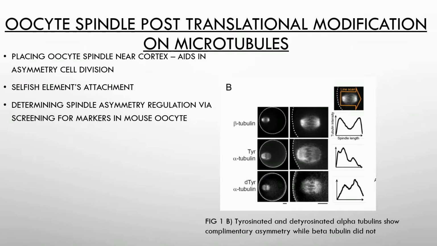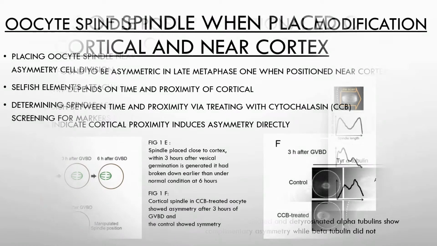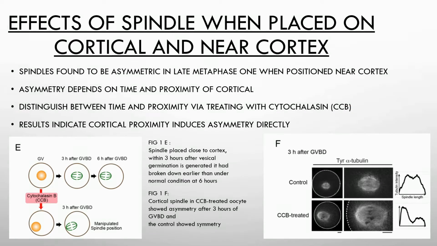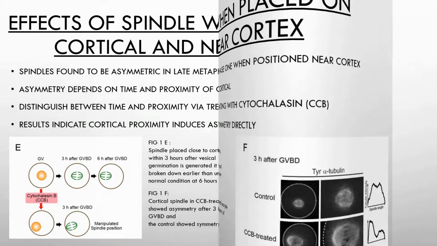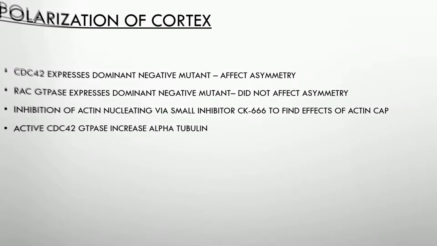Number 2, the effects of spindles when placed near the cortex and away from the cortex. In late metaphase 1, spindles were found to be asymmetric when placed close to the cortex. It was found that asymmetry depends on the time and proximity of the cortex. To test this, the spindle must be manipulated by treating the oocytes with cytochalasin B, or CCB, before the maturation stage to allow inhibition of actin polymerization. The results indicate cortical proximity induces asymmetry. This suggests that the spindle creates a higher level of tyrosinated alpha tubulin, and therefore these results suggest that the cortex directly signals microtubules to induce asymmetry within the spindle.